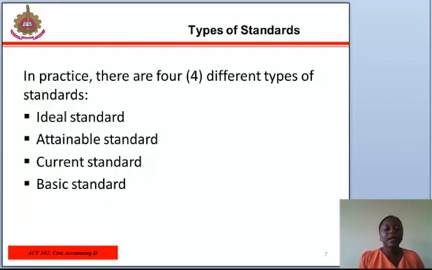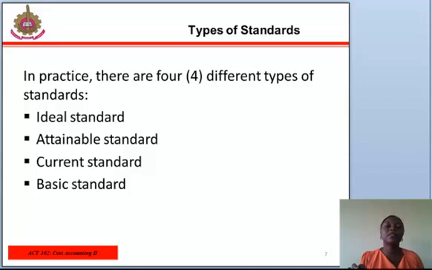Types of standard. In practice, there are 4 different types of standard. 1. Ideal standard. 2. Attainable standard. 3. Current standard, and last, the basic standard. Now, ideal standard. This is also known as unattainable standard.